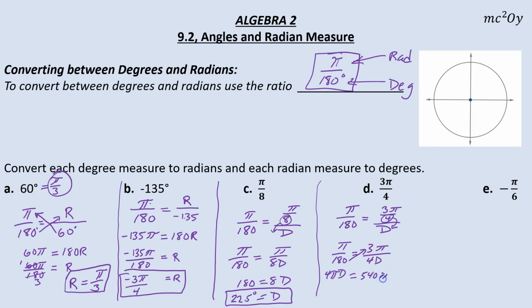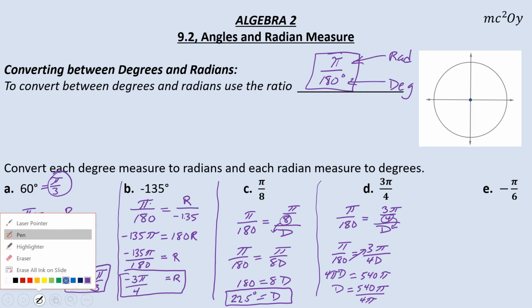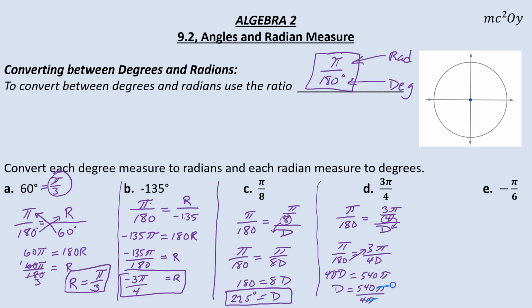And we have pi. Now you want to divide out the 4 pi. So your diameter is going to be 540 pi divided by 4 pi. And note what happens here. Pi's cancel. 540 divided by 4, well, that's 270 and then 135. So D here equals 135.